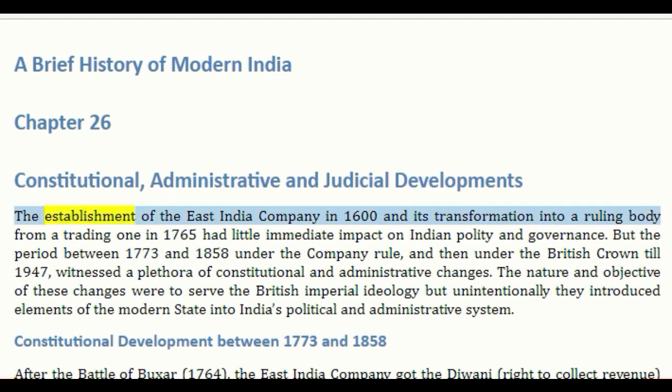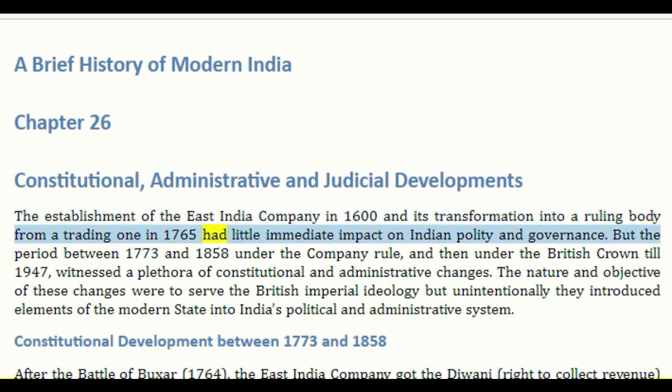The establishment of the East India Company in 1600 and its transformation from a trading body into a ruling one in 1765 had little immediate impact on Indian polity and governance. But the period between 1773 and 1858 under the Company rule, and then under the British Crown till 1947, witnessed a plethora of constitutional and administrative changes. The nature and objective of these changes were to serve the British imperial ideology, but unintentionally they introduced elements of the modern state into India's political and administrative system.